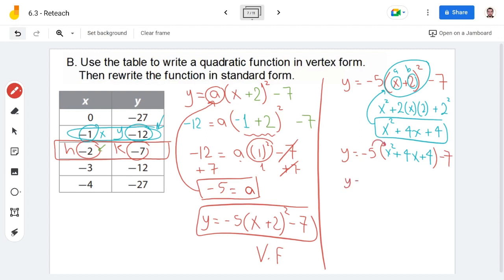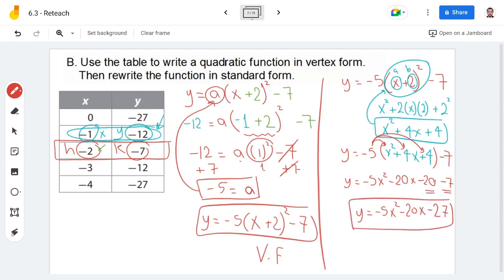So it will be y equal negative 5x squared, then negative 20x, then negative 20, and don't forget the negative 7. Now add the like terms, which are these two. So y is equal to negative 5x squared, negative 20x, negative 27. So this one is the standard form.